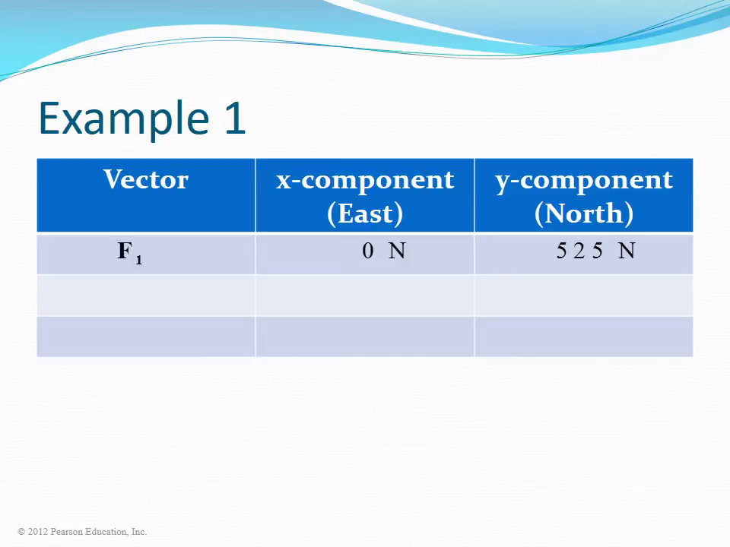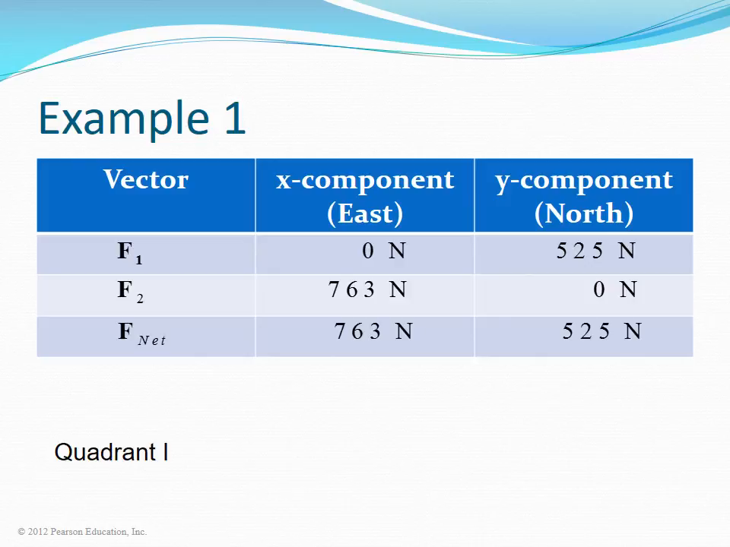Force F sub 1 points due north, so the x component is 0, and the y component is 525 newtons. Force F sub 2 points due east, so the x component is 763 newtons, and the y component is 0. The net force is the sum of the x and y components, giving 763 newtons east and 525 newtons north. Since both components are positive, the net force is in the first quadrant.